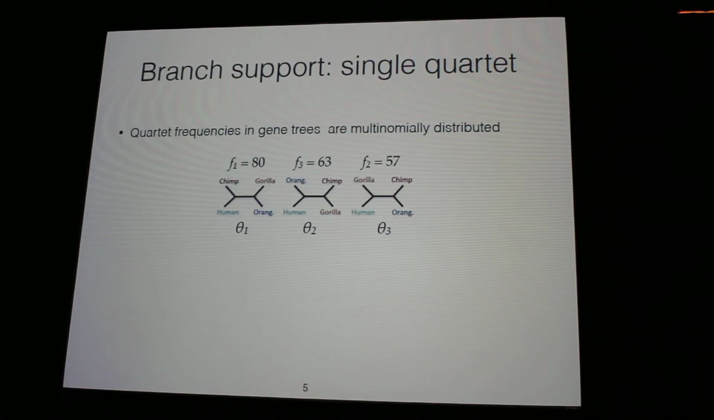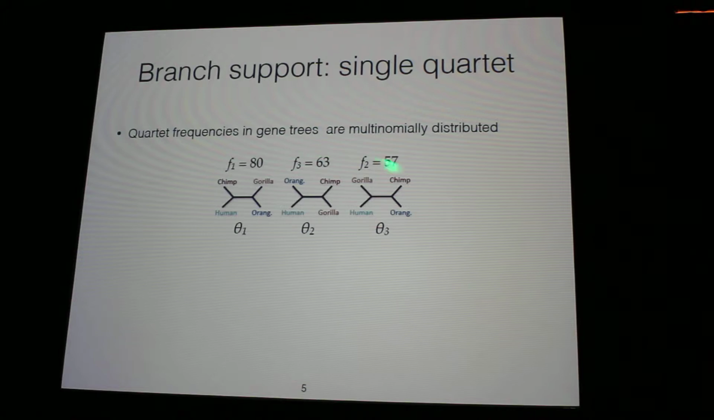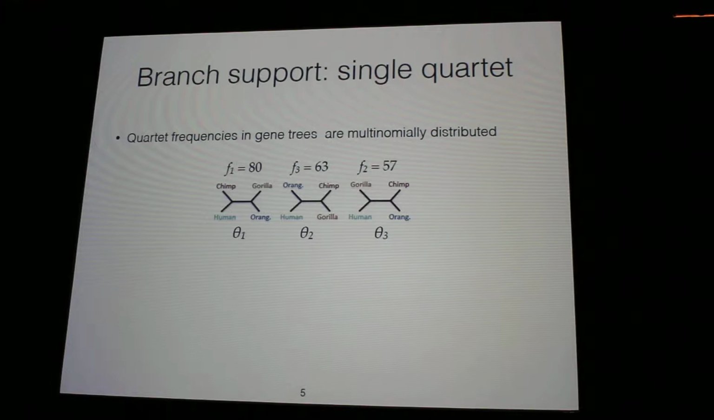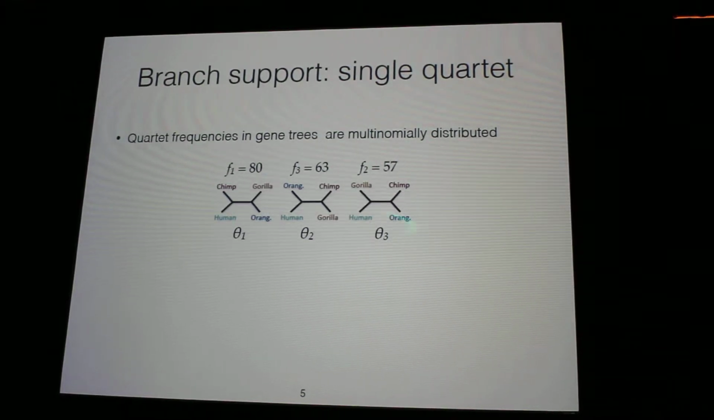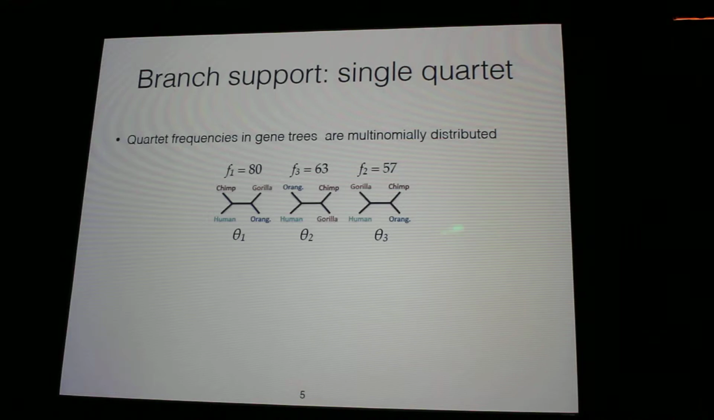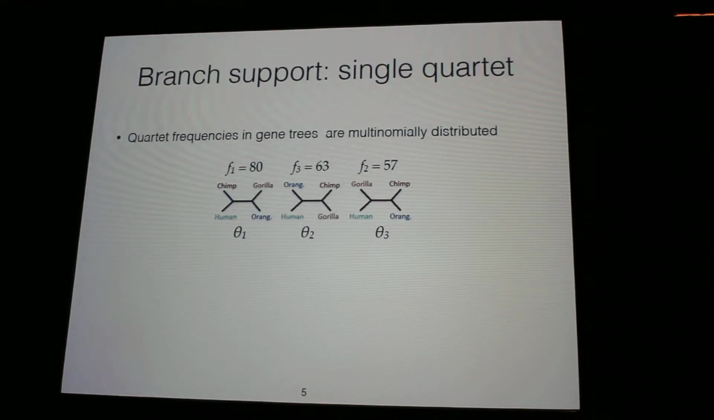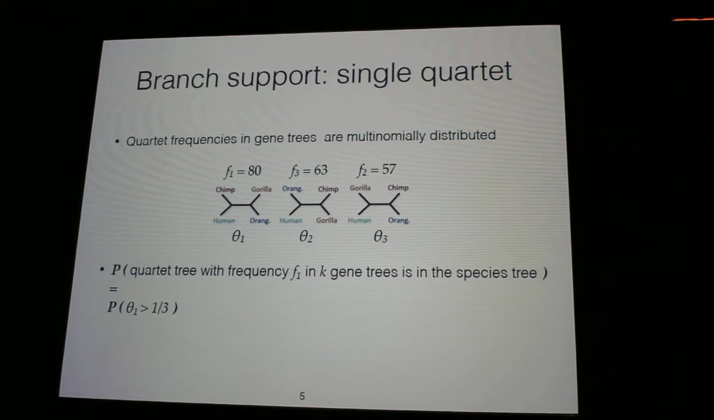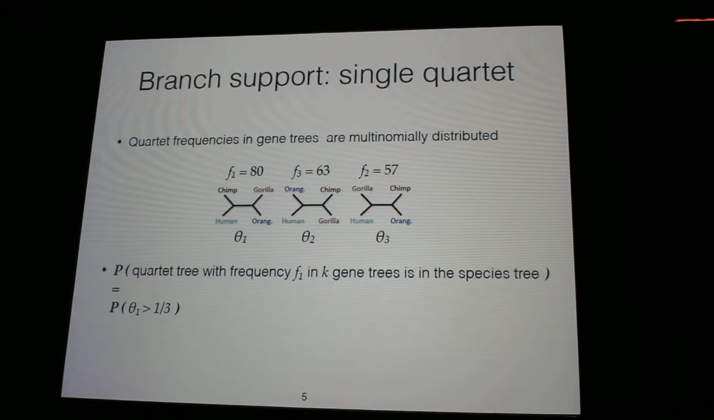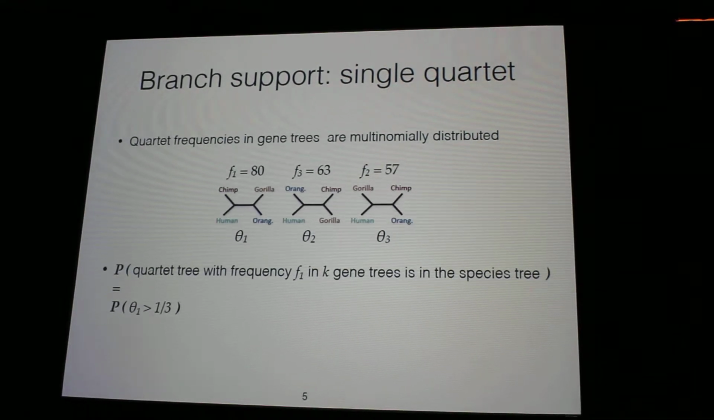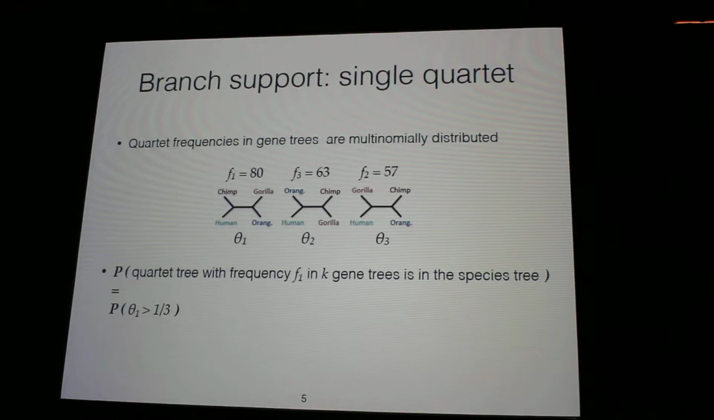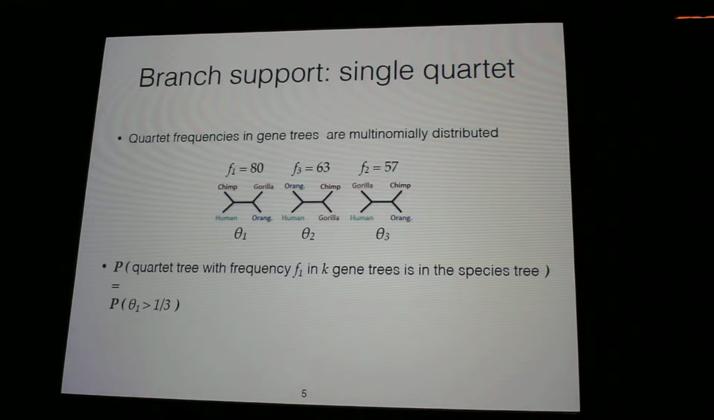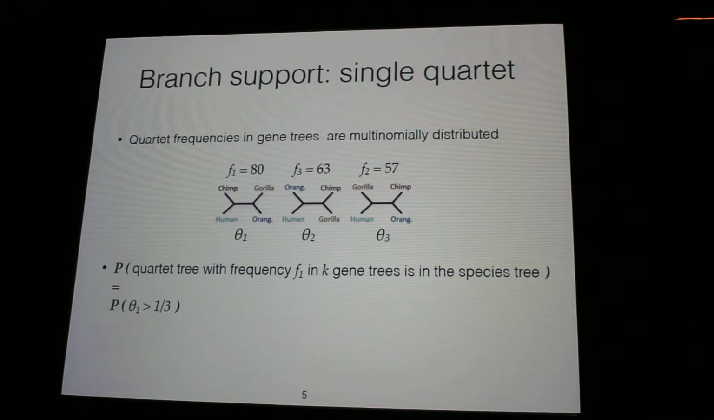So imagine you have your 3 topologies. You have seen each of the topologies with some frequency, and these are generated through a multinomial distribution from your true parameters that you don't see. And if you are asking what's the probability that this branch is correct, that's just the probability that this parameter right there is more than 1/3, the true probability that generated your frequency. So this just becomes like tossing a die that has 3 sides multiple times and asking what's the probability that the die is biased towards one of its 3 sides.